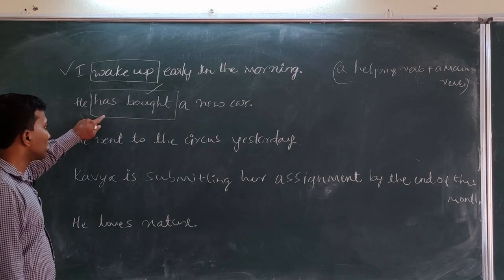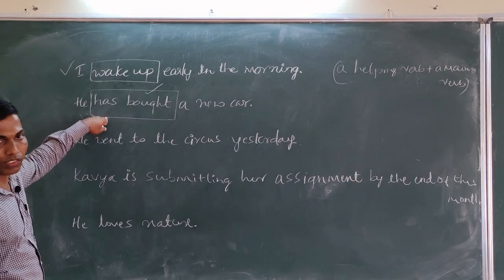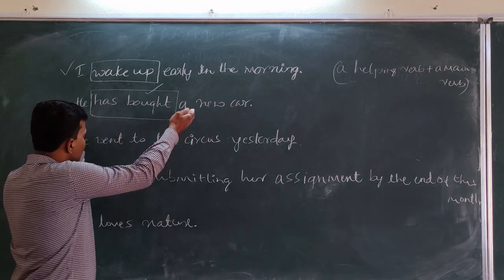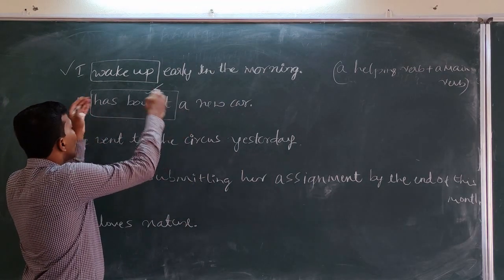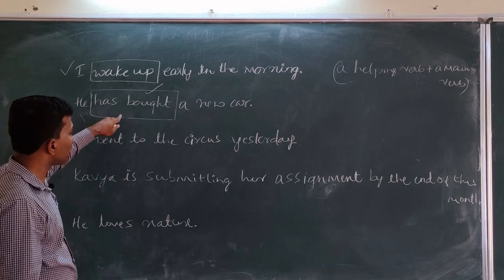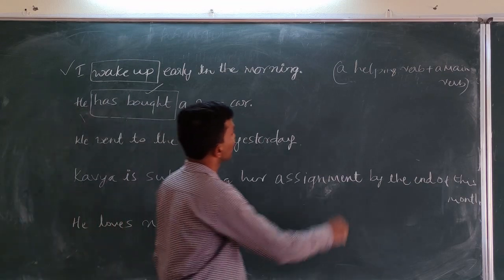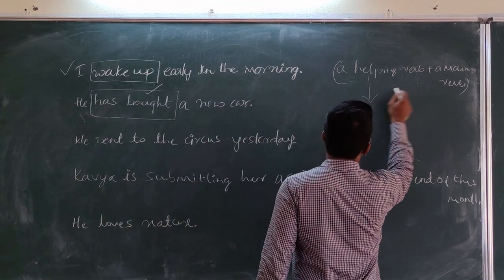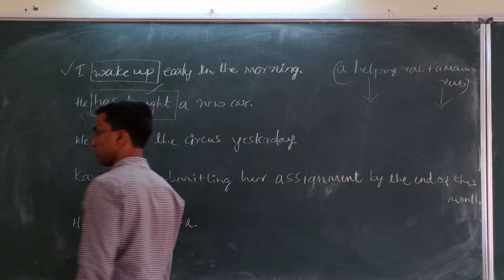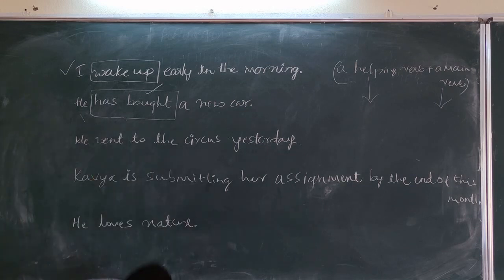Now, look at this. "Has bought" is what? It's a verb phrase. It is the verb phrase in the sentence. To understand this sentence, we have to understand this properly. Again, if you examine, the combination is the same. What is the combination? A helping verb and a main verb. Can you see here? Is it possible to understand?